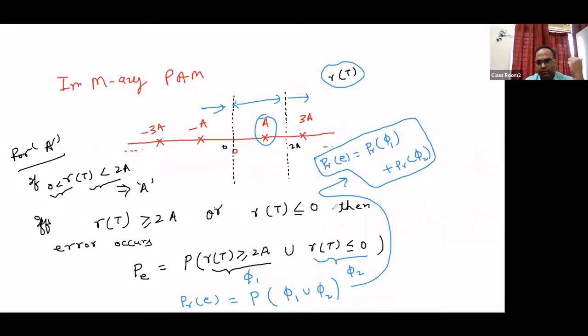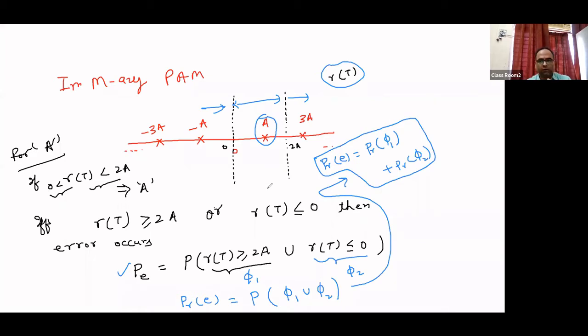If we write this statement in mathematics, the probability of error can be written as the probability of r(t) greater than or equal to 2a, union, r(t) less than or equal to 0. If we say that this is event phi 1 and this is event phi 2, then the probability of error is equal to the probability of phi 1 union phi 2. And in mathematics, we can also write the probability of error as the probability of phi 1 plus the probability of phi 2, right? So we have simplified how we can calculate the probability of error.